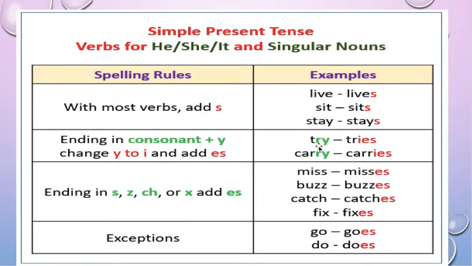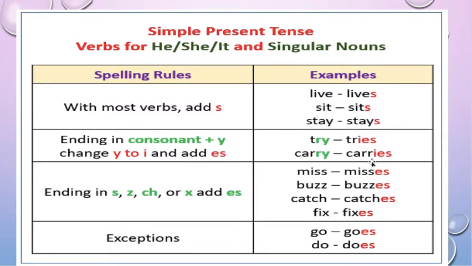So r is the consonant and y is the last alphabet of the verb here. So what we are doing? We are dropping y and we are adding i and then we are adding es to the verb. Got it, students? Next example, carry. So here again r is the consonant and y is at the end. We are dropping y and adding i and then es to the verb. Got it? So try, tries.